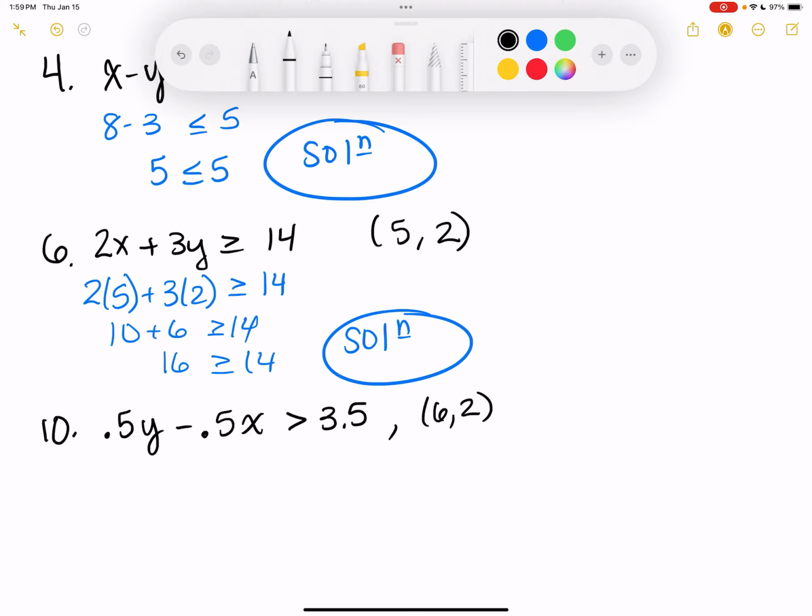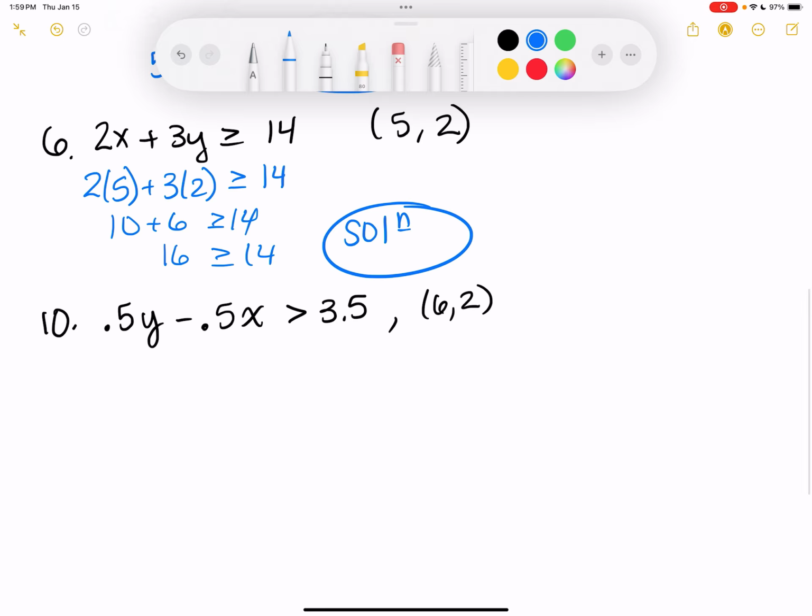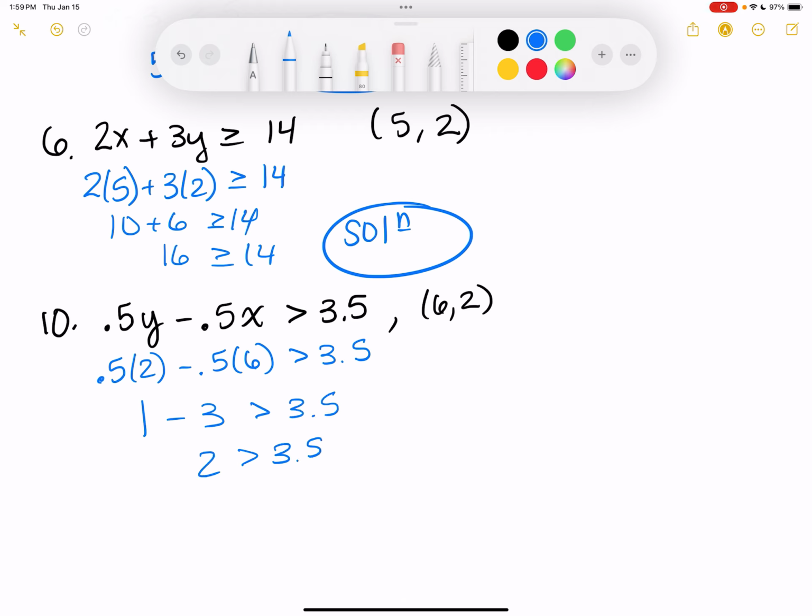0.5y minus 0.5x is greater than 3.5. Fourth, fifth. 0.5 times 2 minus 0.5 times 6. What's half of 2? 1. What's half of 6? 3. 1 minus 3 is negative 2. No solution. That is not true, so no solution. This is really easy.